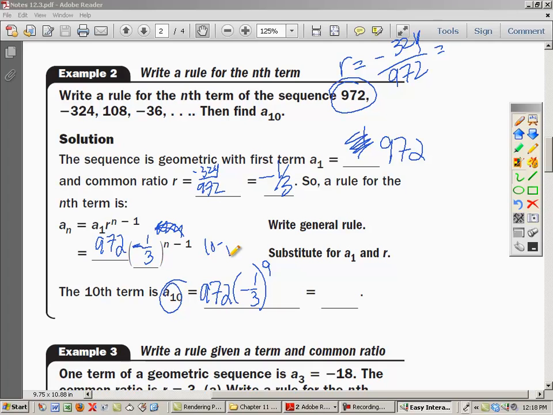Now, plug all that into your graphing calculator, and you're going to get a decimal, and then just use the math option to change it to a fraction, and it'll change it back to negative 4 over 81 for you. All right, let's take a look at example number 3 here.